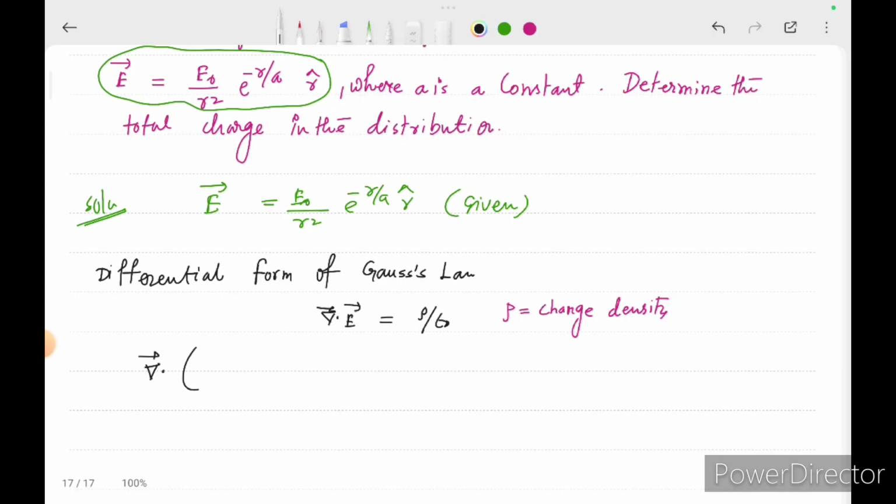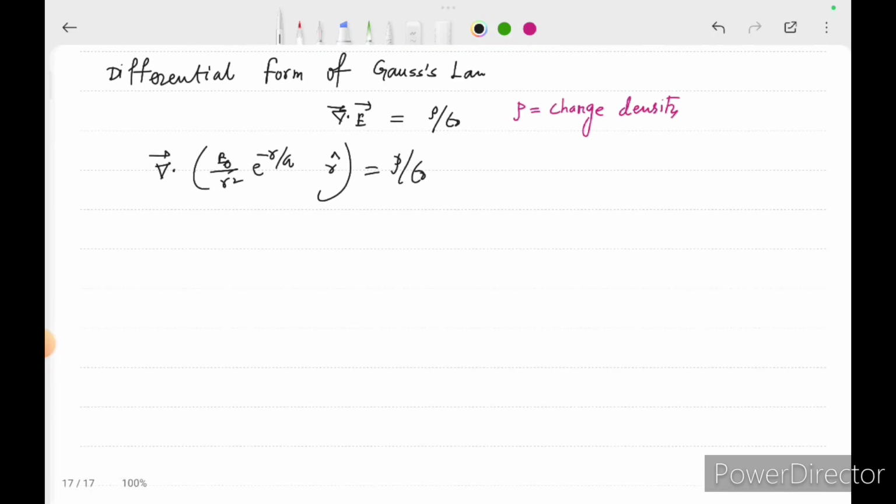So divergence of E0 upon r square e to the power r upon a, r cap, equals rho upon epsilon naught. Just solve this.